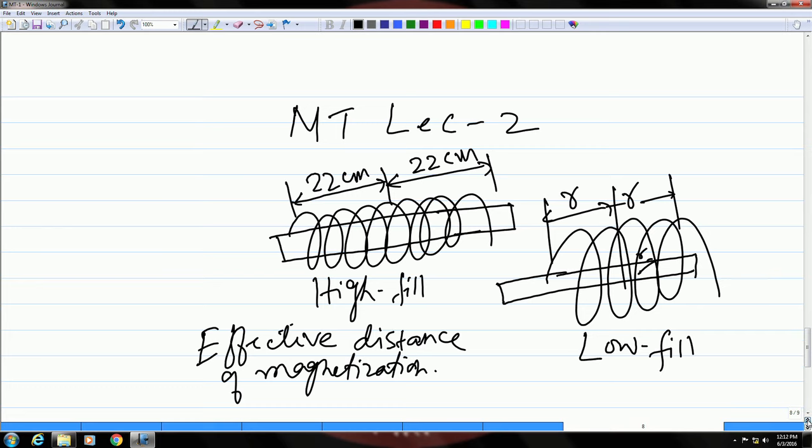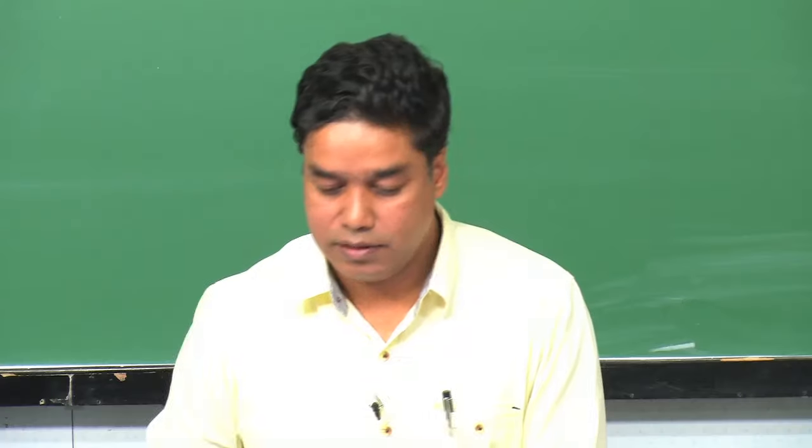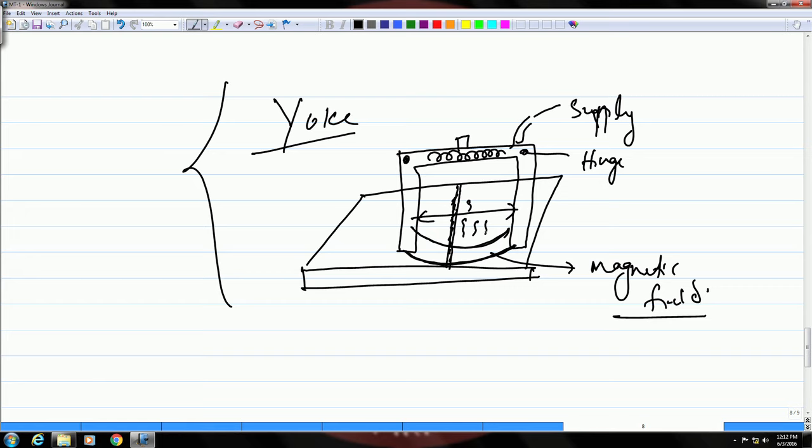Then we talked about a U-shaped electromagnet, which is known as a yoke, that can also be used to magnetize the part. In this case the magnetic lines of force run across if you connect these two legs. Along this line is the direction of the magnetic field. That means cracks lying perpendicular to this field will have the best visibility. As I told you, it could have a hinge also like this, that will allow you to move these legs and adjust the distance between the legs, so that you would be able to vary the effective distance of magnetization.